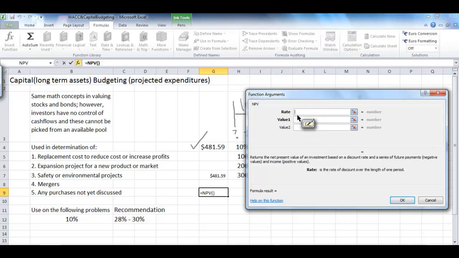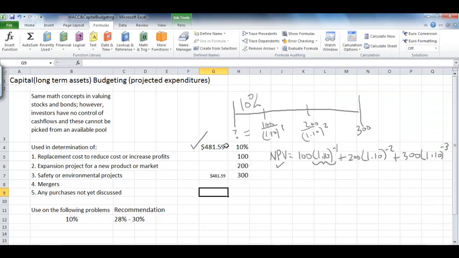And this is what I want to show you. Excel does not let us put a value 0. So you kind of have to, in essence, look at the problem and go, would I spend $481 for $481? In this case, this problem, at 10%, you would. Now, this is referred to as NPV, or net present value.